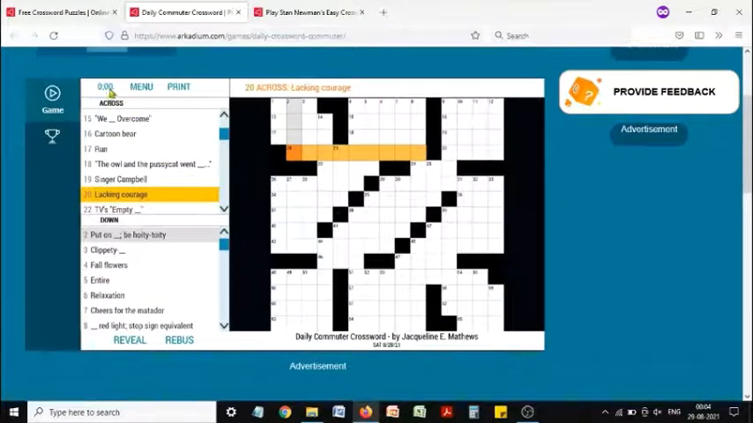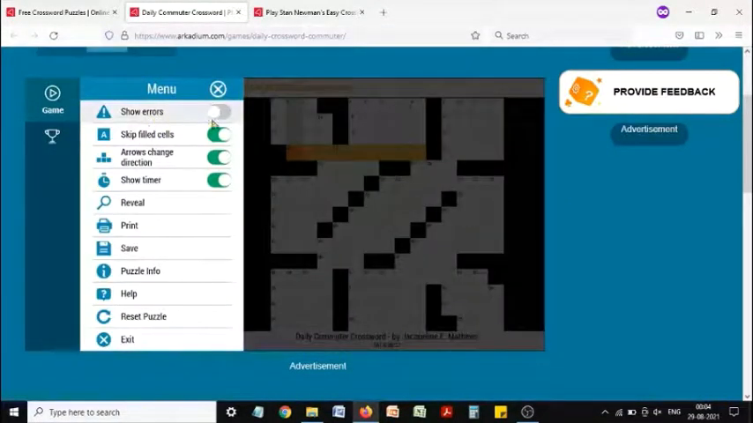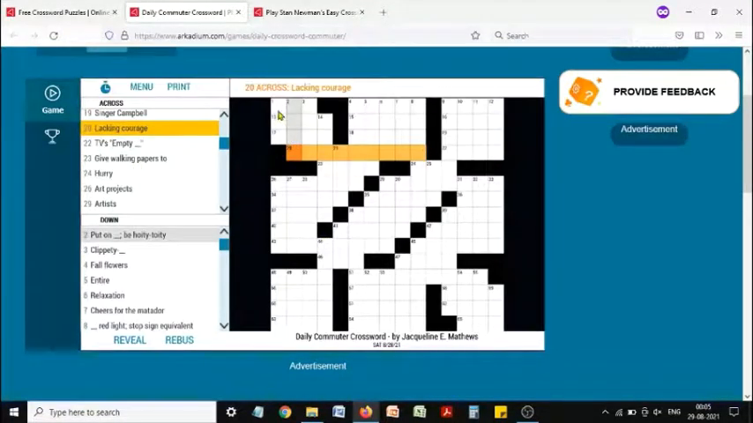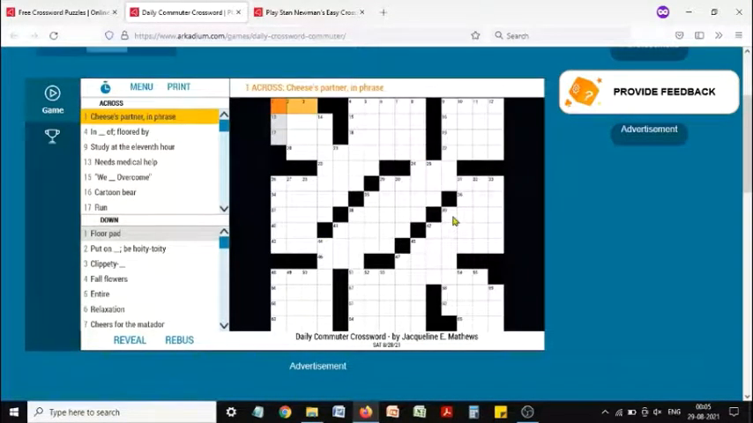Apart from this, you can also turn off the timer so that you don't feel the pressure of doing something very fast. Plus, you can also enable show errors. So this way you will know when you're solving it whether you're making a mistake or not. This will ensure that you know that what you're doing is right, and that helps you improve your vocabulary. Right, so let's begin with this.